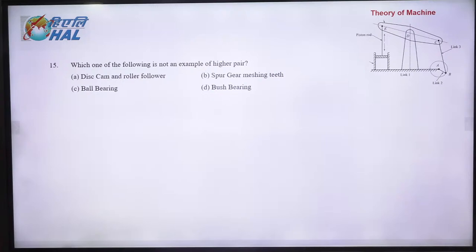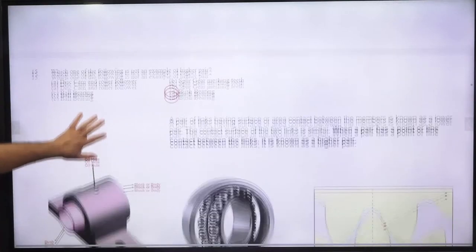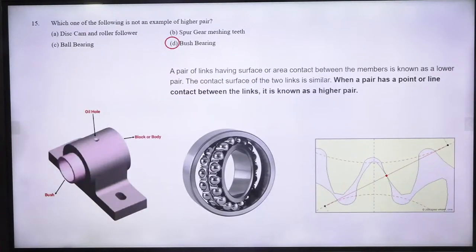Okay, which of the following is not an example of higher pair? Which of the following is not an example of higher pair? Tell me. Okay, keep giving the answers. Because bush bearing is a surface contact, ball bearing, spur gear meshing, disc cam and follower, these are all higher pair. Now, what is higher pair and what is lower pair?